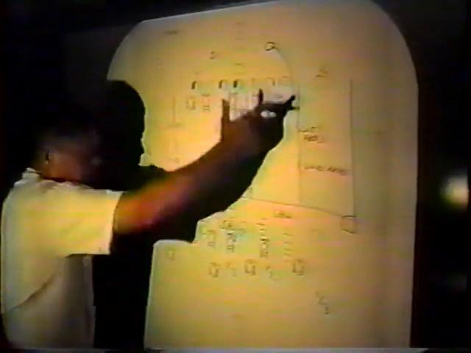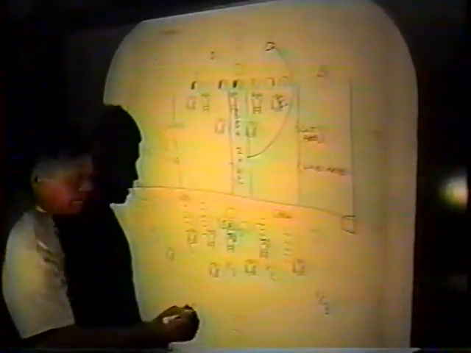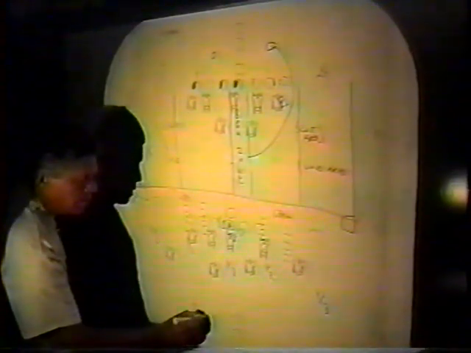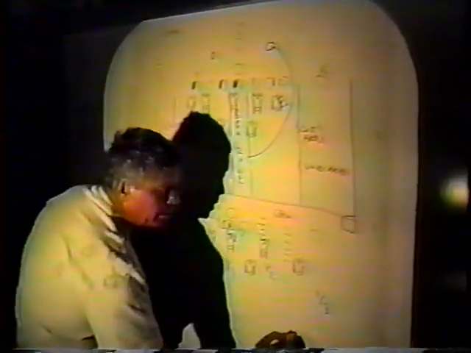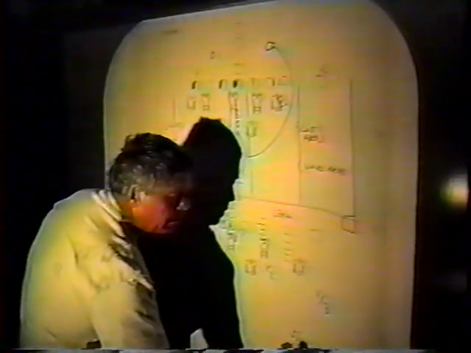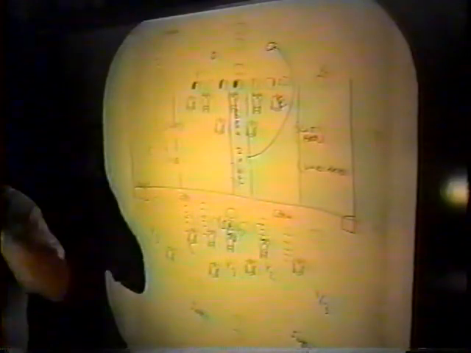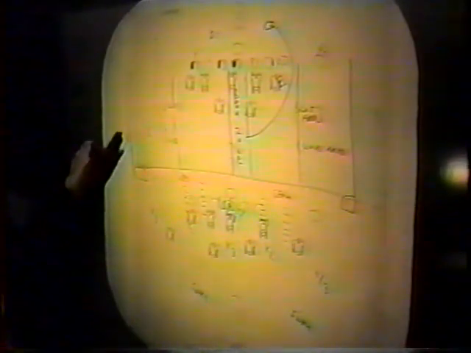We don't usually see people try to run the sneak against cover 3, but the sneak area is deep, with the receiver coming across, sneaking in behind the DB to the other side of the field. Normally in cover 3, trying to sneak in behind the free, between the free and the other corner. That's the sneak area. That's the divider system. Very important.